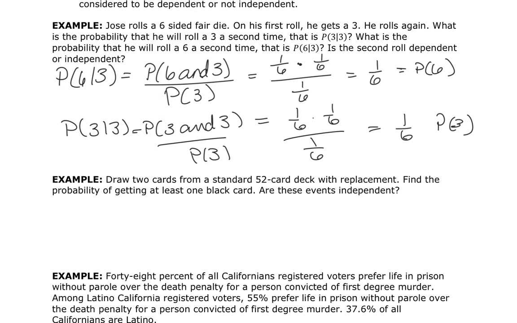In this example, we're asked to draw two cards from a standard 52 deck of cards with replacement. So without doing any work, we know that these are independent. Find the probability of getting at least one black card.